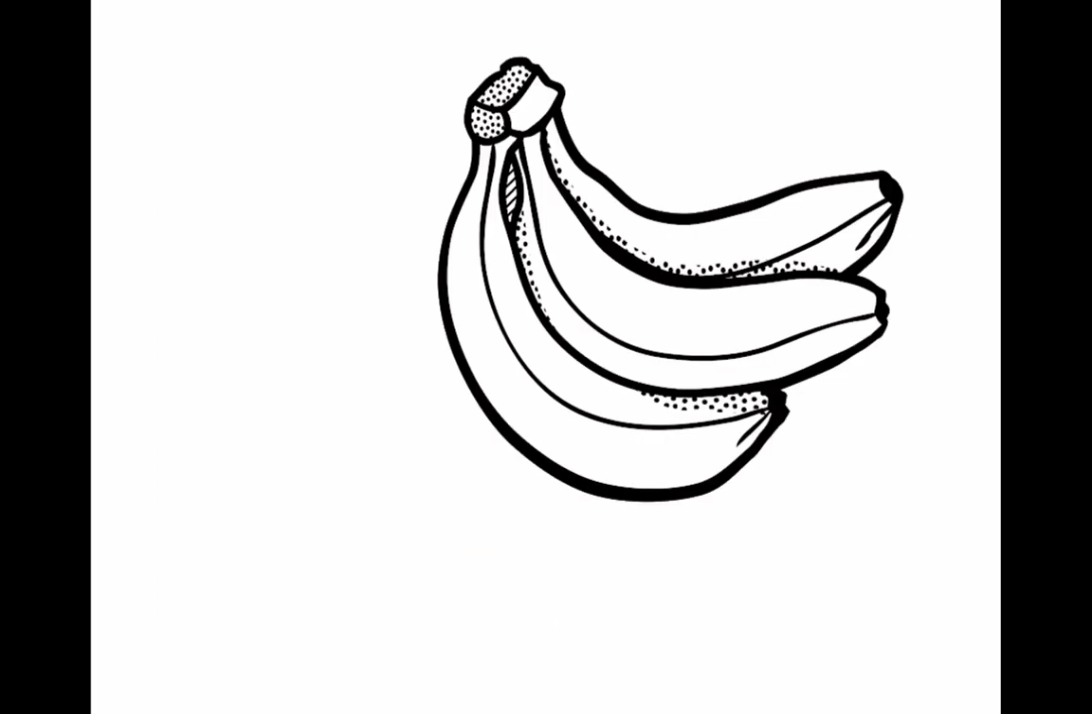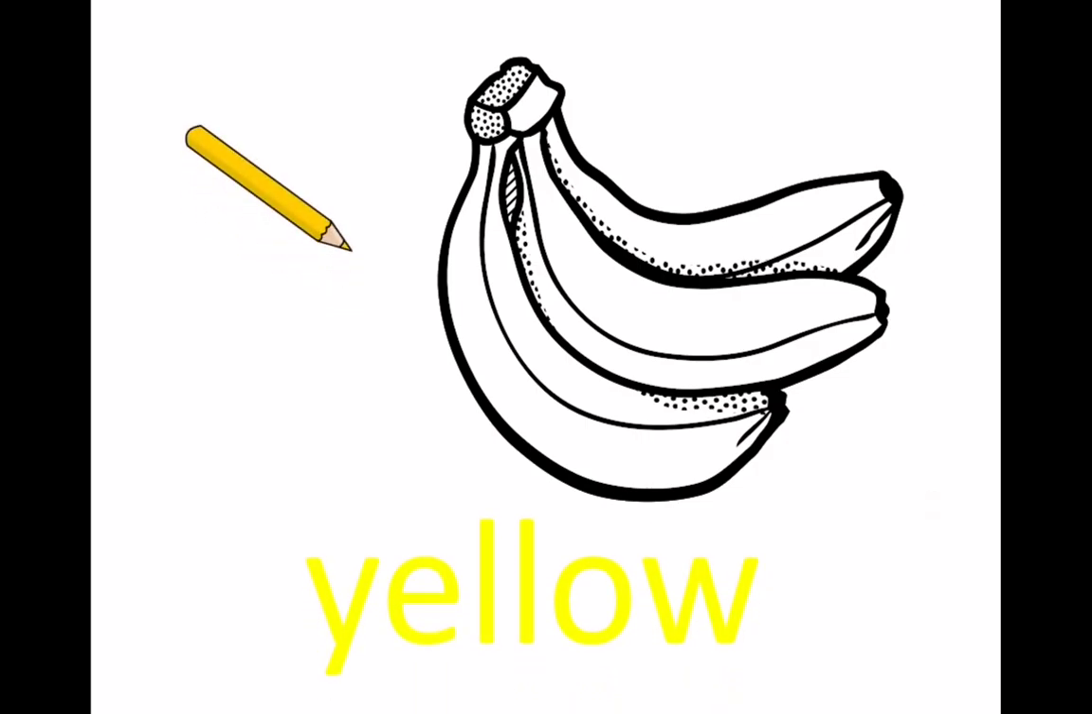Number 3. What are these, class? These are bananas. What is the color of the bananas? The bananas are yellow.